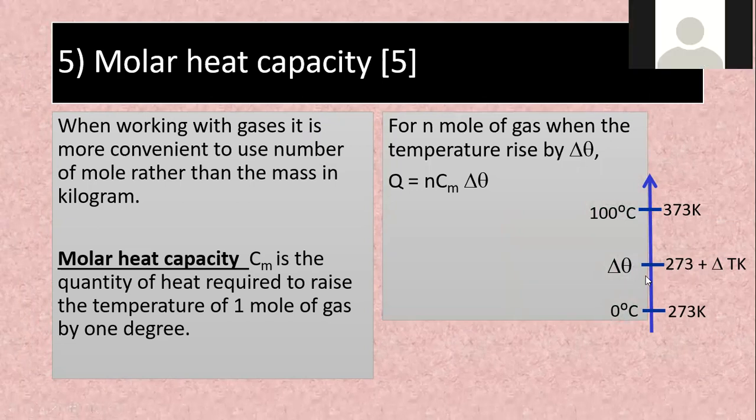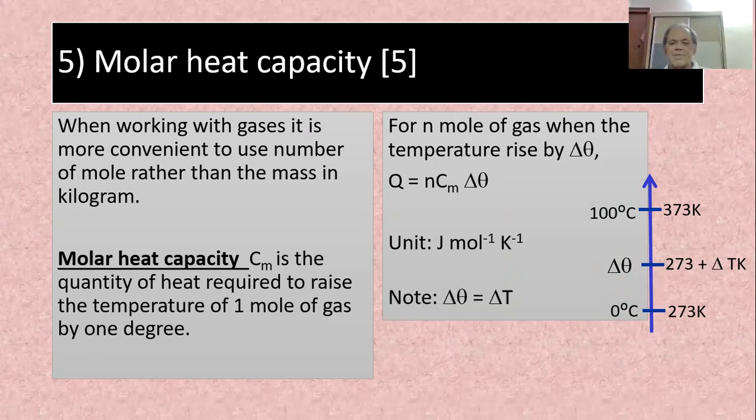For example, if delta theta is 30, then 273 plus 30 is 303. So the unit for CM, molar heat capacity, is joule per mole per Kelvin. And remember, delta theta equals delta T, as shown in the diagram there. A rise of 10 degrees Celsius is also a rise of 10 Kelvin. Same thing.